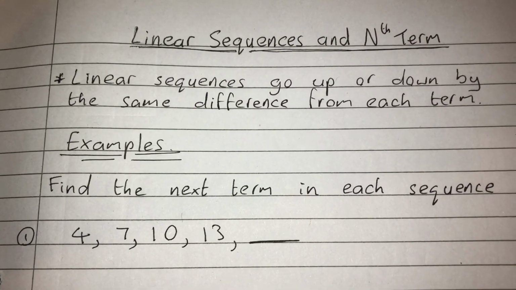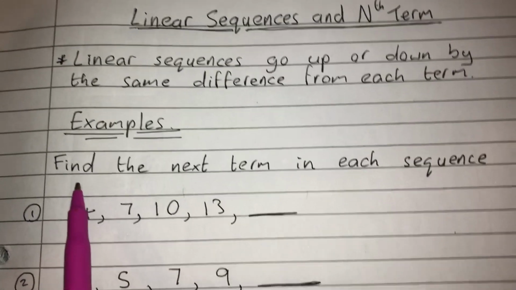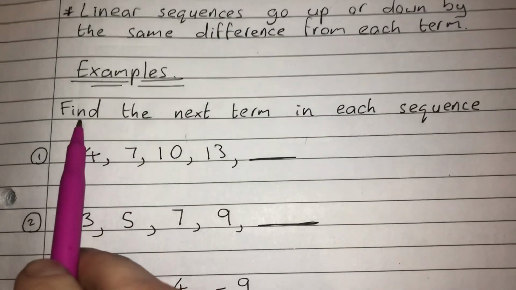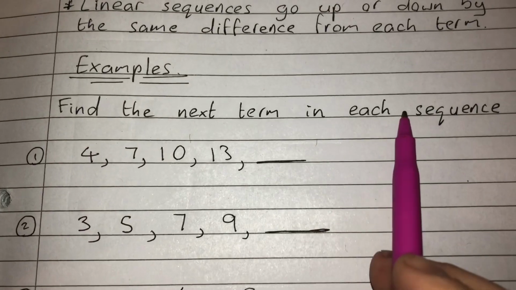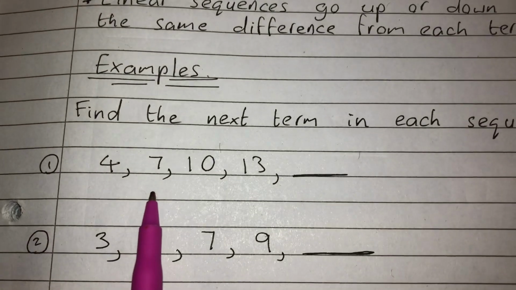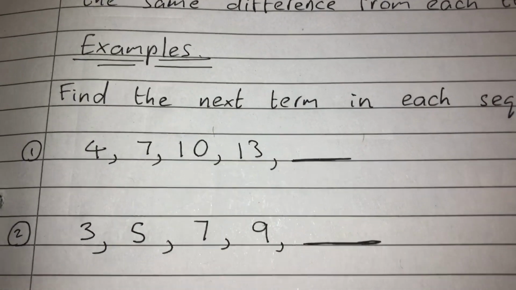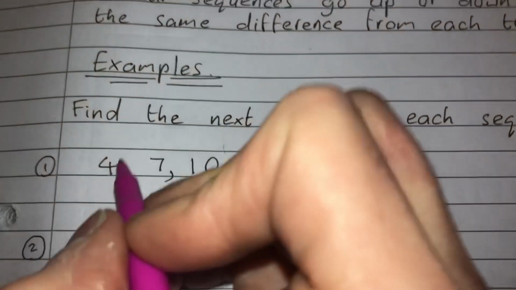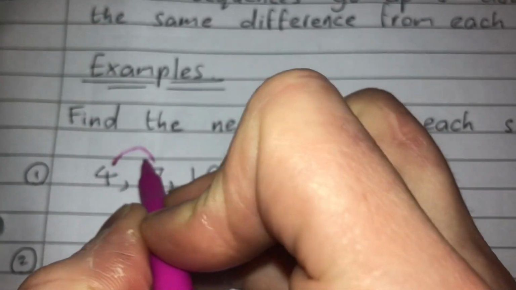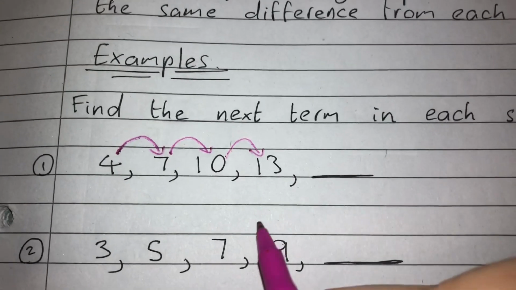Okay, so we'll start with the most basic type of question that you'll encounter in your exam, and it's simply: find the next term in each of the following sequences. It's easy enough with a linear sequence to spot the pattern. What you'll do with any sort of question involving sequences, always start off by looking at the difference. And the easy thing about the difference with a linear sequence is that it'll go up or down by the same amount.